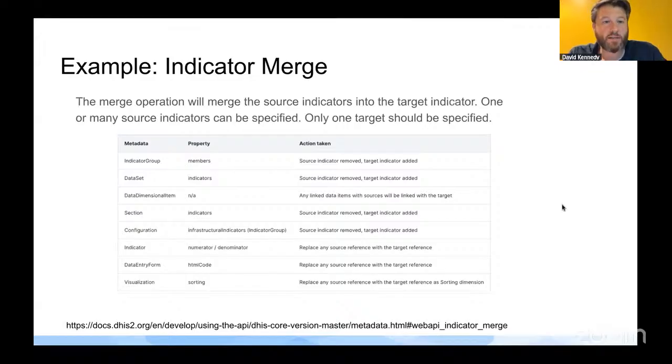So for indicators, this is a list of all of the properties on all the metadata objects that would be changed. So we'll have that find and replace, or replacement of the ID, done. So you can see indicator group, data sets, data dimensions, sections, configuration, indicator, in other indicators, data entry form, and visualization. So just more of a picture of exactly what that means.